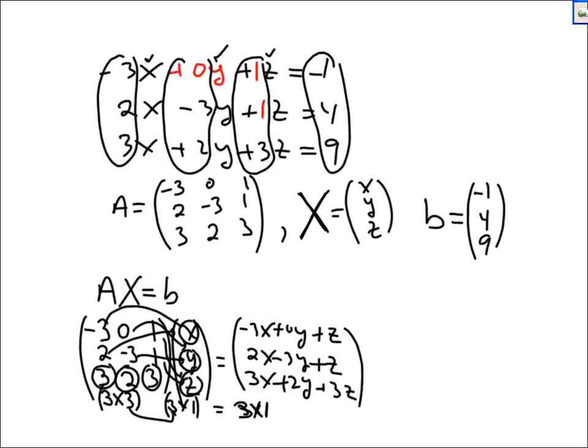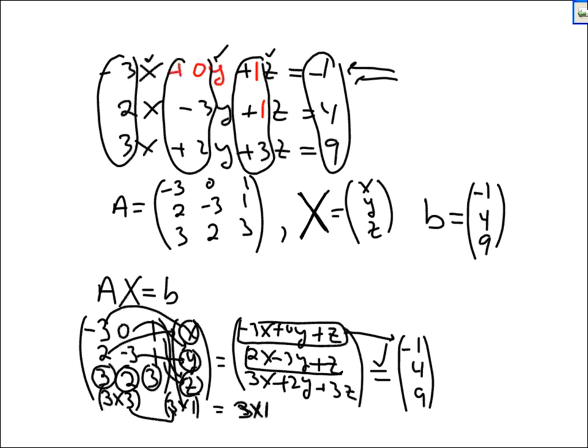That's A times x. And yes, it does equal B. It does equal negative 1. Look at the very top line. And yes, this second row does equal 4. Look at the second equation. Likewise, the third row equals 9.